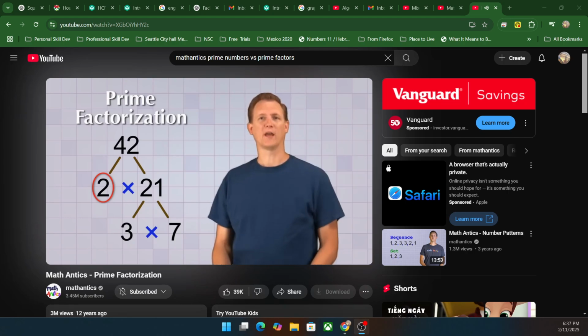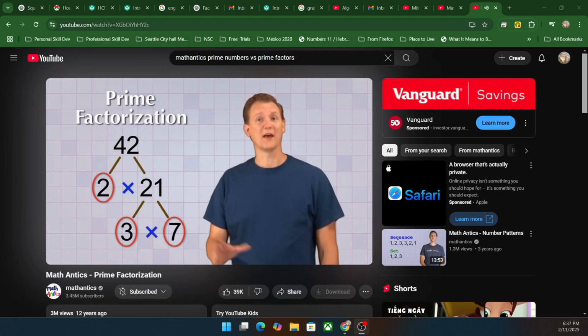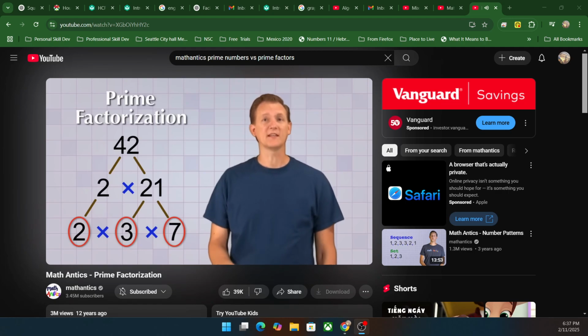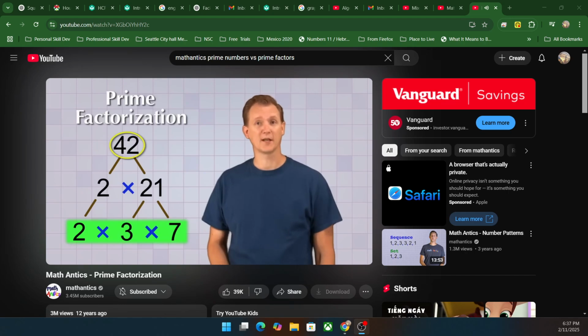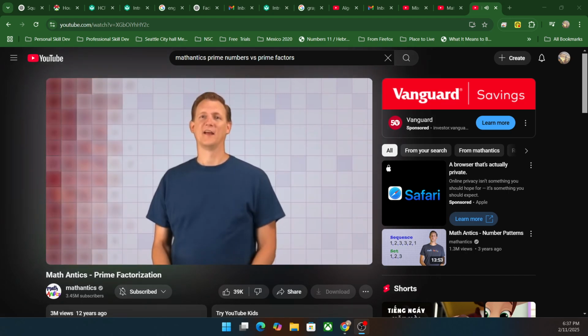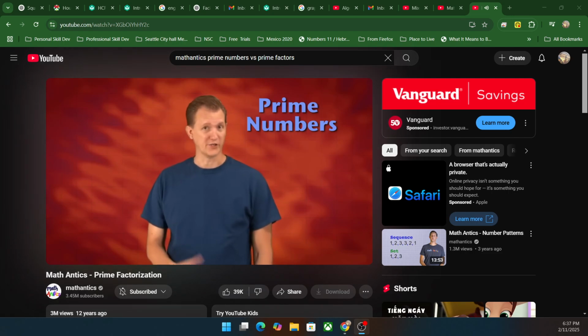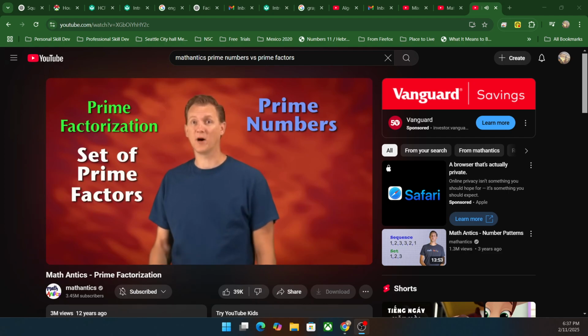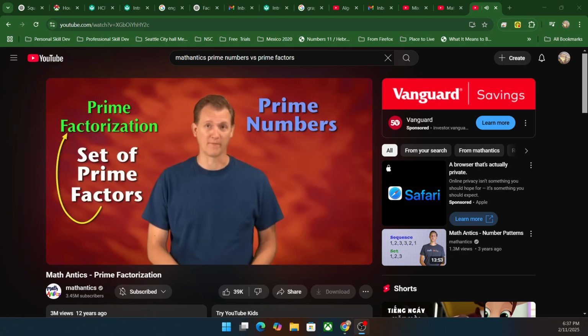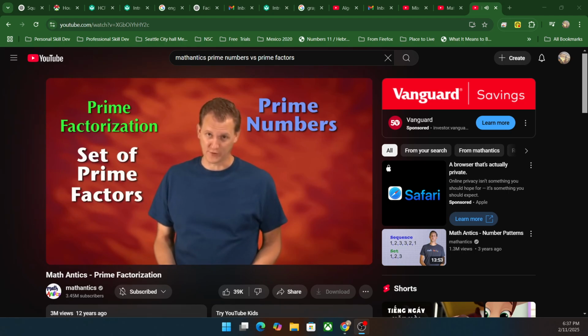Okay, so what about the 3 and 7? Well, they're both prime, so that means that we're done factoring. We bring down the 2 from the first step, and we can see that the prime factorization of 42 is 2 times 3 times 7. All right, now you know what prime numbers are, and you know how to use prime factorization to find the set of prime factors that a composite number is made of. And that set of numbers is also called its prime factorization, just to confuse you.